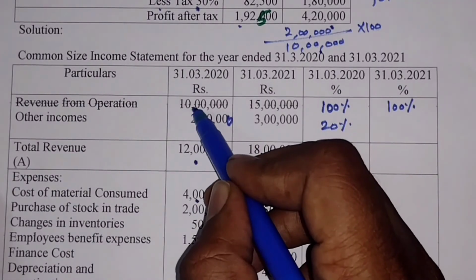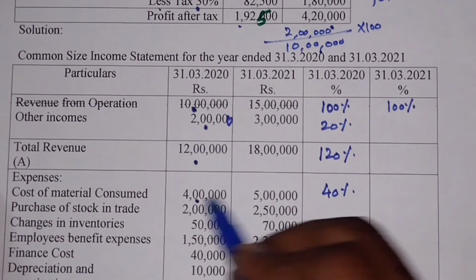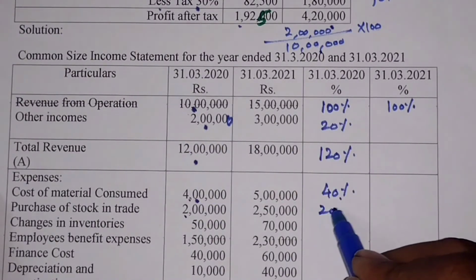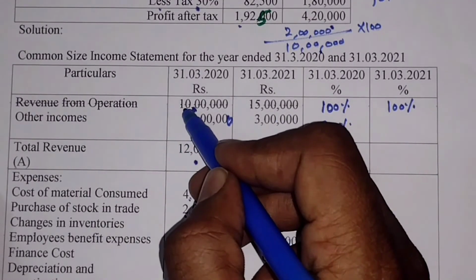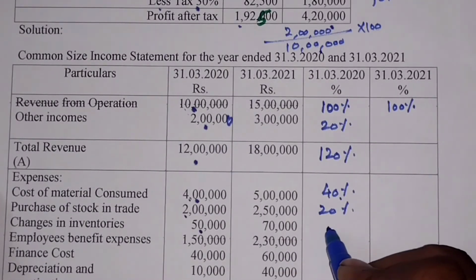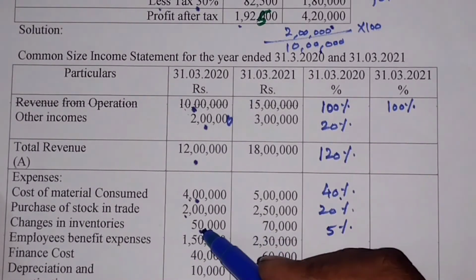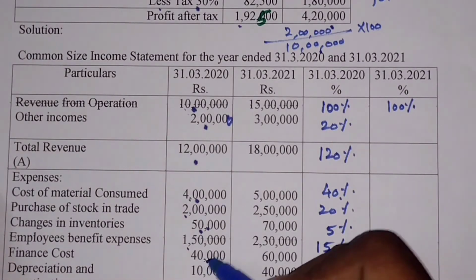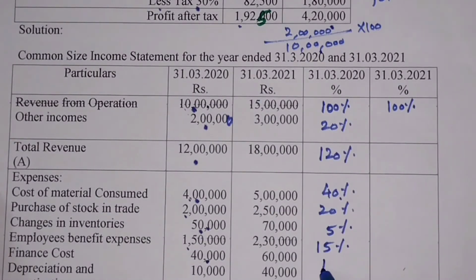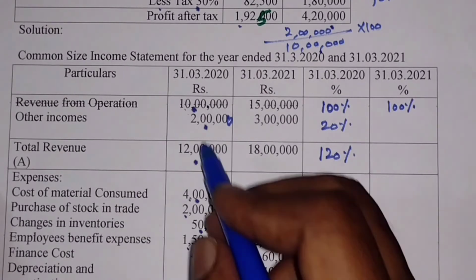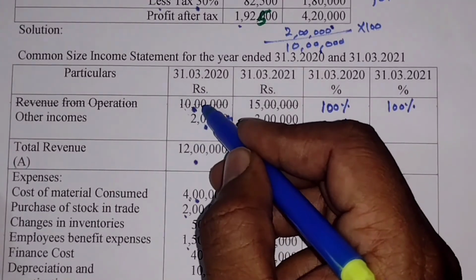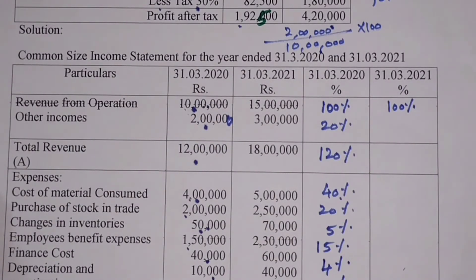4 lakhs divided by 10 lakhs. It's very easy, since it is 4 and 10, it is 40%. 2 and 10 means 20%. 50,000 divided by 10 lakhs is only 5%. The calculation is very easy. Next one is 1,50,000, so that will be 15%. 40,000 divided by 10 lakhs into 100 is 4%. 10,000 divided by 10 lakhs is 1%. 75,000 divided by 10 lakhs is 7.5%.